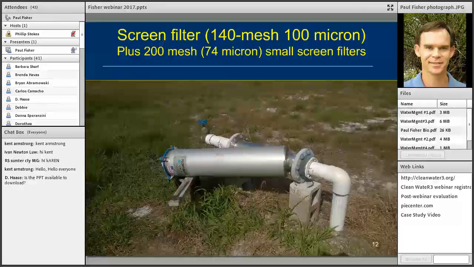There was a screen filter in place for that well water, and it did not have automatic backflushing, so the grower was having to come out and manually clean out that screen once a day.